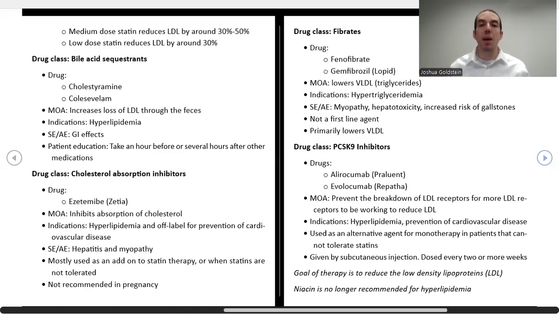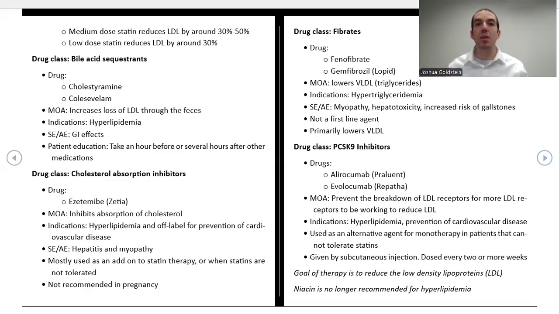When we put a patient on a maximum dose of a statin, we can get their LDL cut in half. So if they come in with an LDL of 195, one maximum dose statin can get them all the way down to below 100.